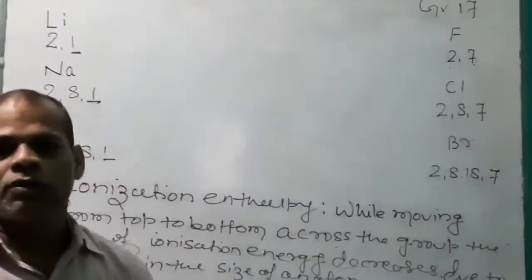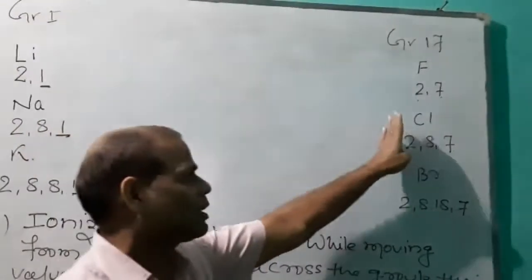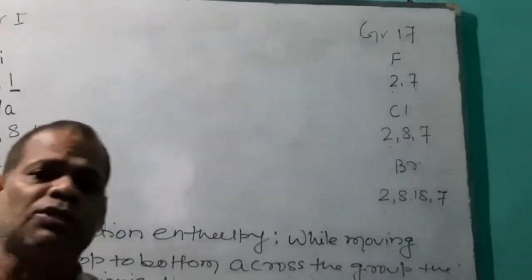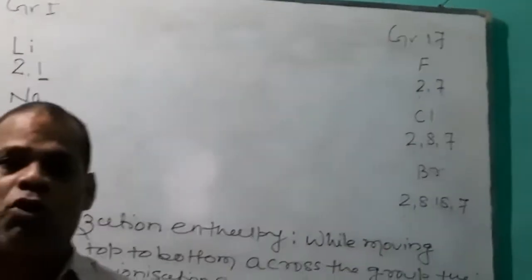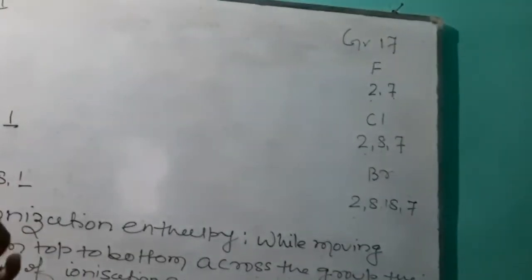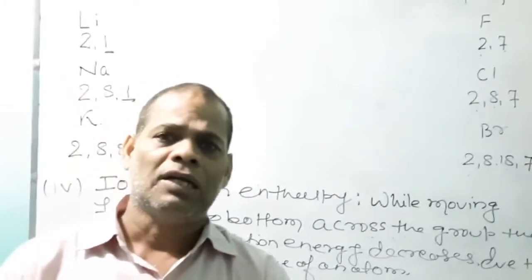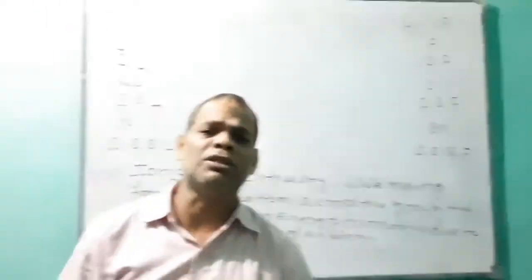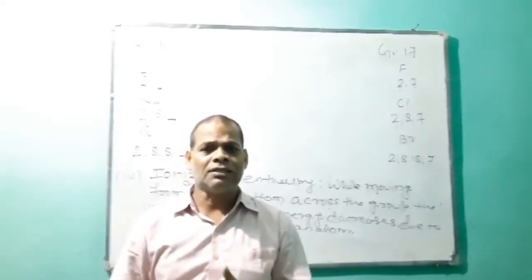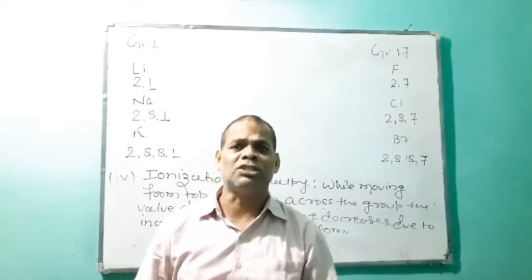Now let us talk about group 17. As you know, group 17, what I have taken, are non-metals, which have a tendency to gain electrons. When an extra electron is added to the outermost shell, the nucleus welcomes the incoming electron. As a result, energy is emitted.